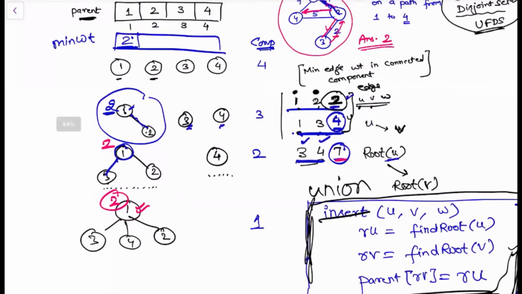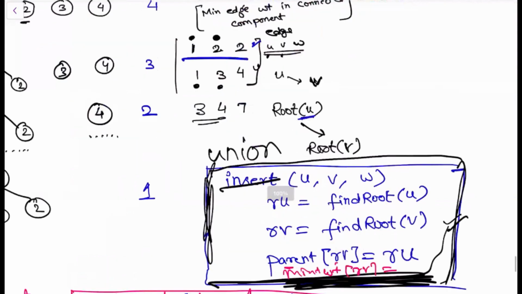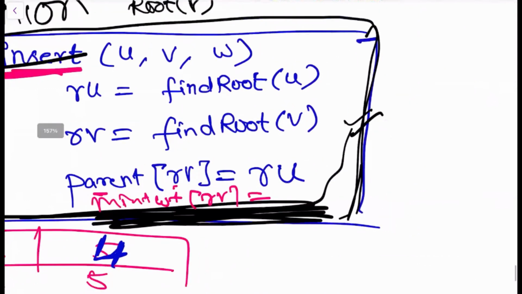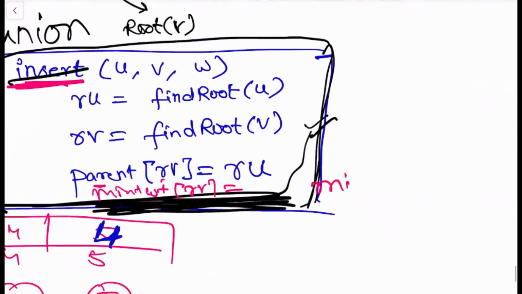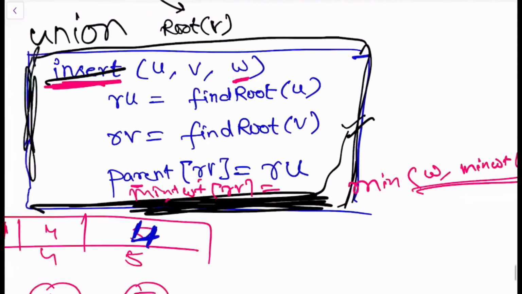So ultimately, along with the union operation, when we are updating the parent of RV, we can also update the minimum weight. I'm adding one more line: minimum weight of RV is equal to min of W, comma, whatever was the minimum weight of RV earlier. Is that correct? Is this idea making sense?